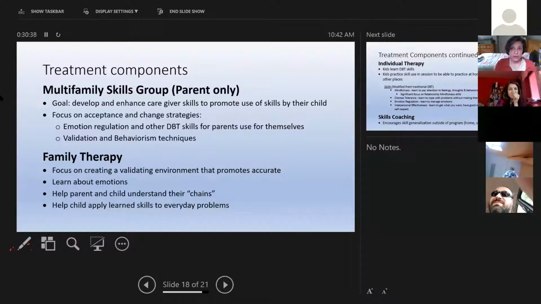And so our program, while you'll see it has many different treatment components, and it is intensive, and I can talk more nitty gritty about how we do this, because we have a fairly small team, but we get this to all work together. One of the things that we start off with is a multifamily skills group. This is a skills group only for parents. In our teen version, we actually include the teen and the parents together in our skills group. This one, it's only parents.